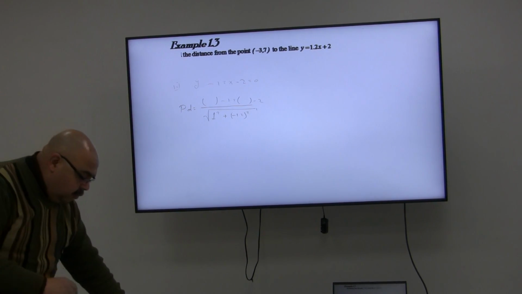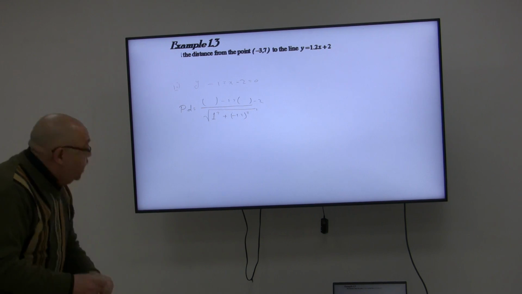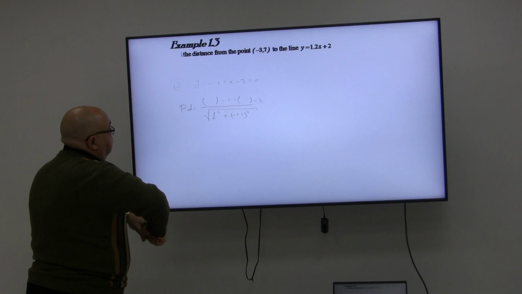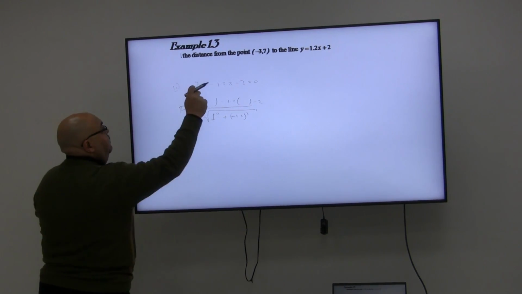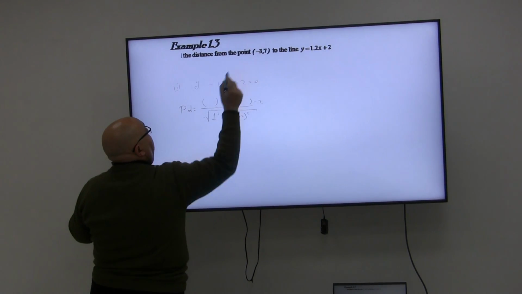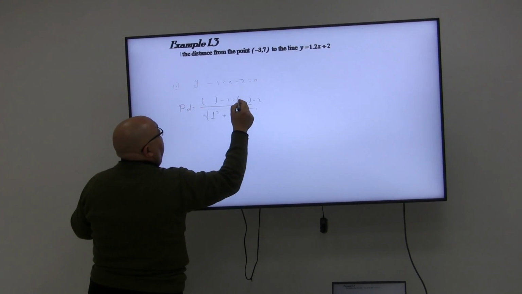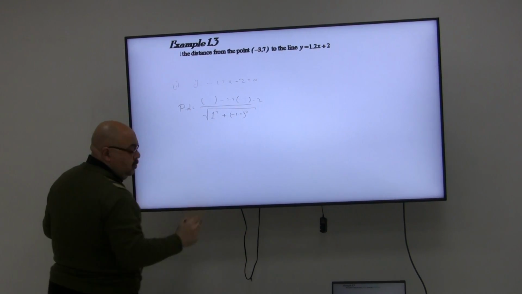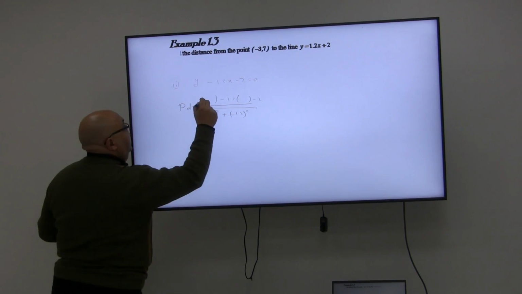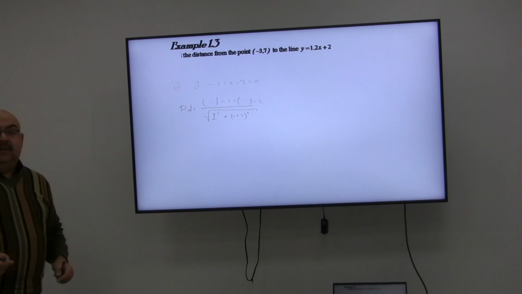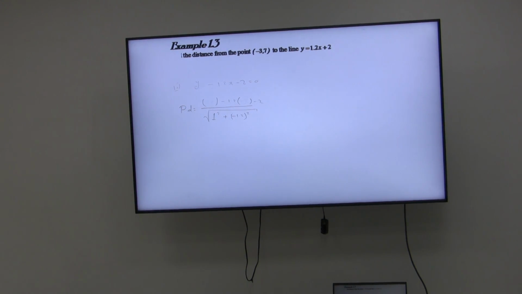Then I will do the following. Boss, I will replace y by 7, and I will replace x by negative 3. So that's all I have to do, is to replace this guy by 7 and that guy by negative 3. The distance will be in front of you. Okay guys?